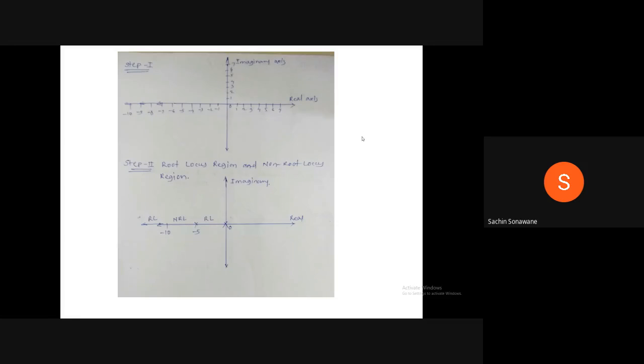Now how to draw the root locus? First of all, draw the x axis and y axis. The x axis is known as the real axis, the y axis is known as the imaginary axis. Step 2, we have to find out the root locus region and no root locus region. You have to indicate the poles 0, -5, -10. Poles are indicated by a cross. Now, towards the right side of 0, 0 number of poles and zeros are there. Therefore, between 0 and towards the right side, it is a no root locus region. Now, -5 towards the right side of -5.